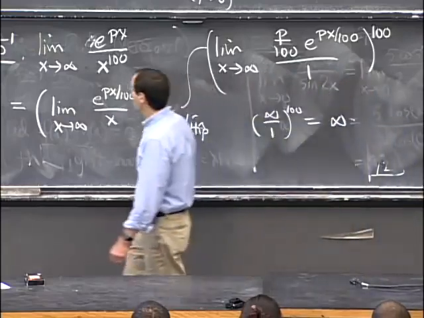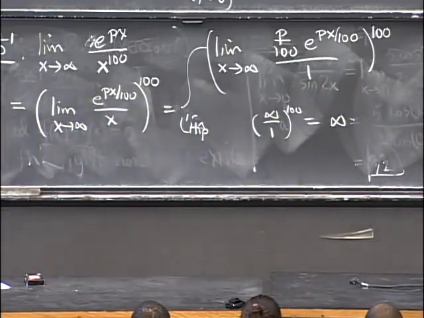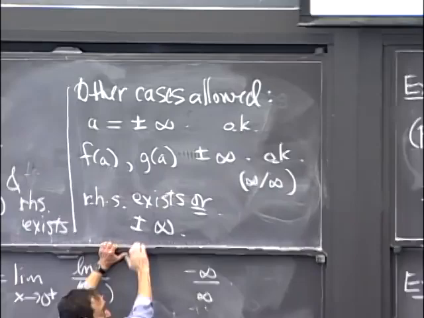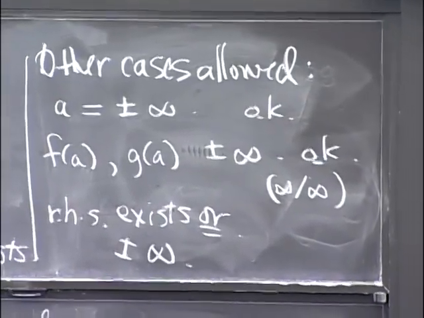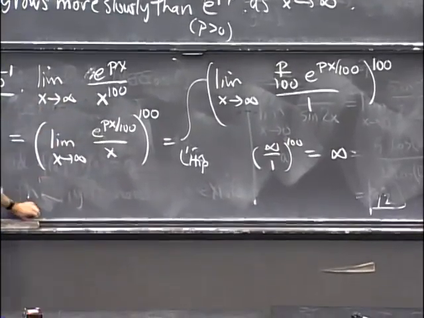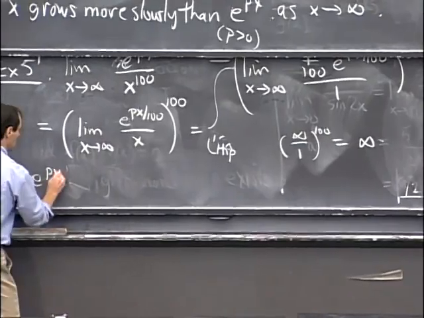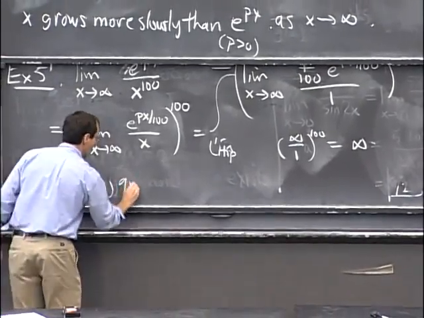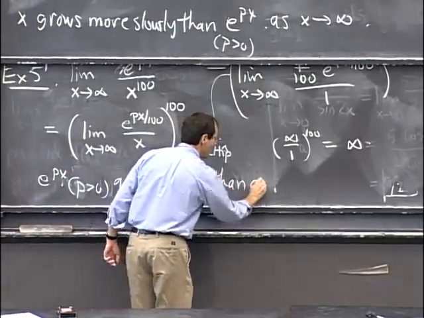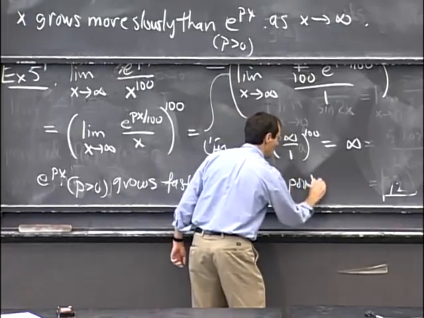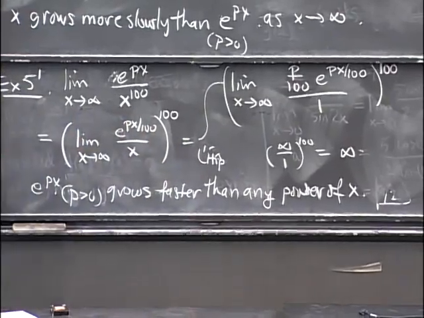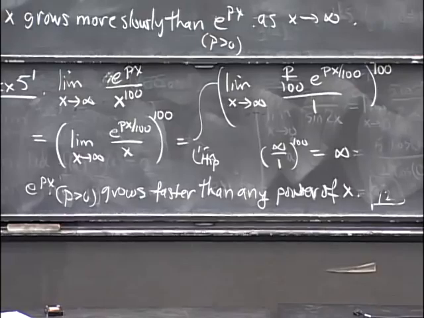Now again, I did this in a slightly different way to show you that it works with infinity as well. So that was this other case. The right-hand side can exist, or it can be plus or minus infinity, and that applies to this limit and therefore to the original limit. And the conclusion here is that e to the px, p greater than 0, grows faster than any power of x. I picked x to the 100, but obviously it didn't matter what power I picked. The exponentials beat all the powers.